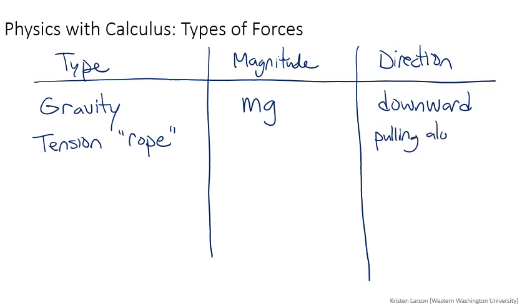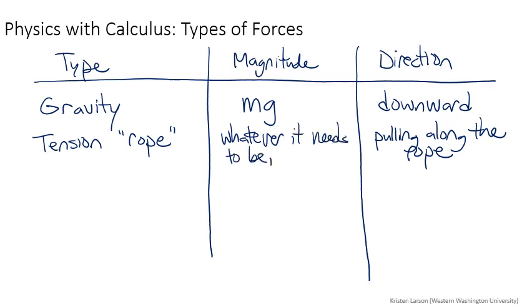along the rope. That's pretty much all it can do. And its magnitude, well, the magnitude is until the rope breaks, which is an engineering problem. So in physics, they don't break. Also in physics, you'll read about a massless rope, and that means that the tension is the same all along. So the tension is whatever it needs to be, but it's uniform all along the length.